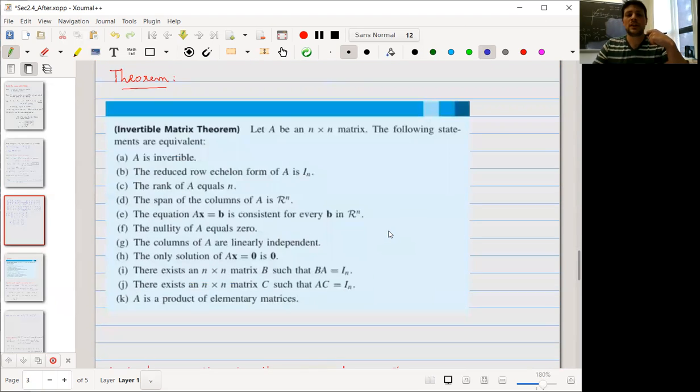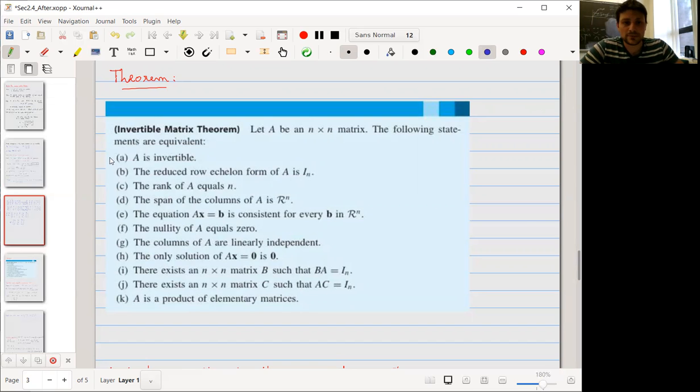Now we come to the big theoretical theorem. It even has a name, the invertible matrix theorem. This is a theorem that lists equivalent conditions for a matrix to be invertible. We've seen some of them today, some of them we've seen in the past, but we'll recollect them here. So all of these statements are equivalent. Let's just go through them.